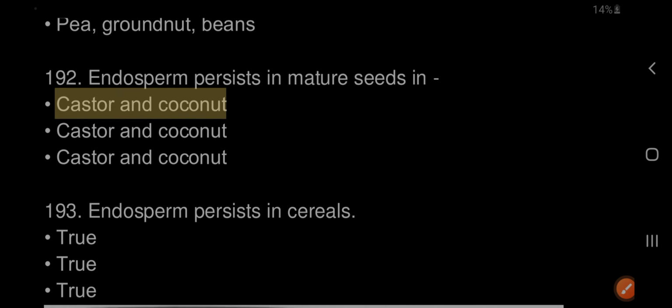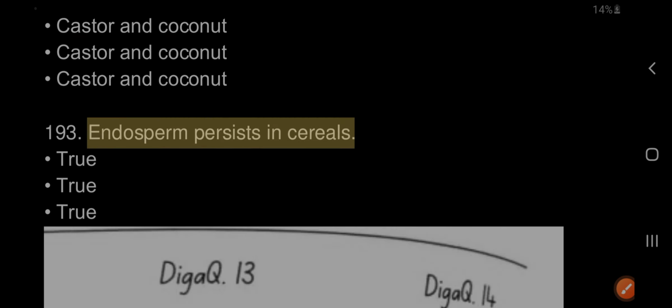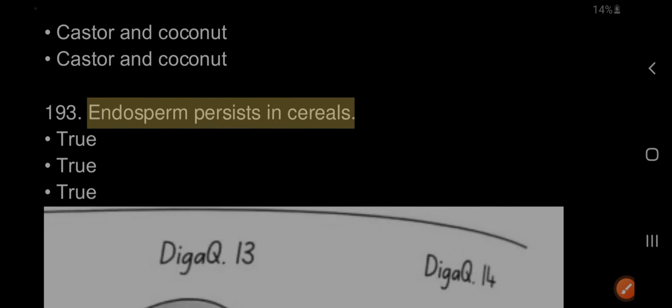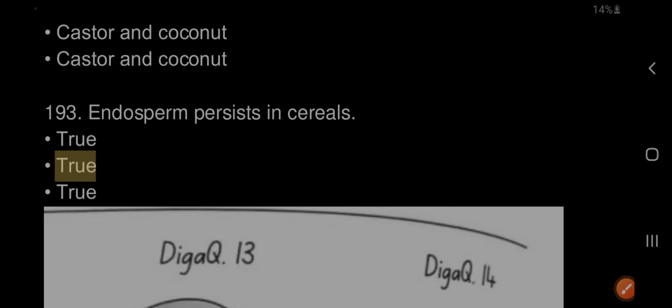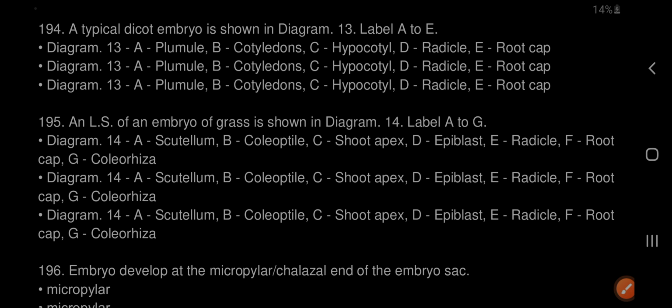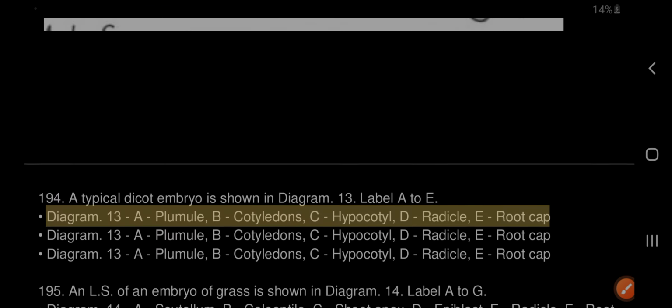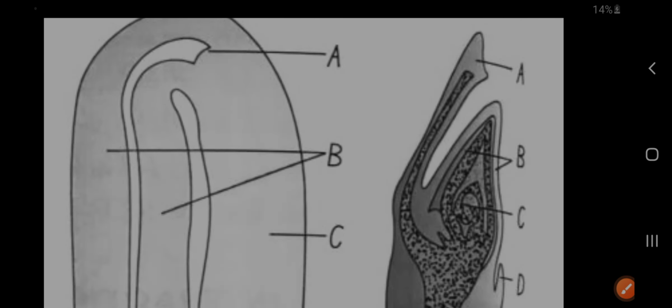193. Endosperm persists in cereals. True. 194. A typical dicot embryo is shown in the diagram. Label A to E. A, plumule. B, cotyledons. C, hypocotyl. D, radicle. E, root cap.